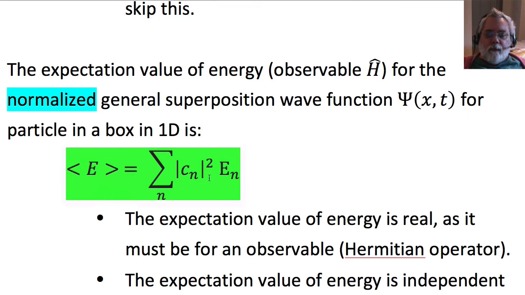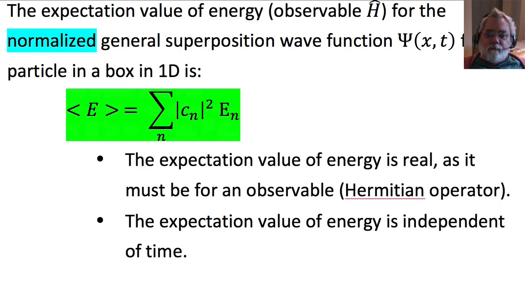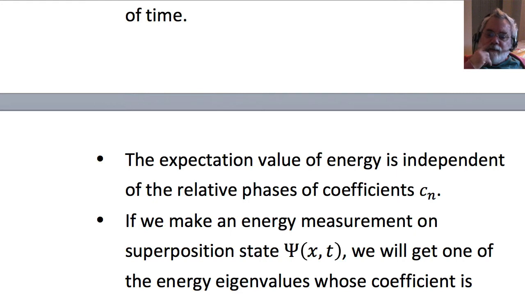So the probability of getting E sub n in a measurement is going to be the square of the magnitude of C sub n, assuming the E sub n's are non-degenerate, which they are in particle in a box in one dimension. The expectation value of energy is real, as it must be. The expectation value of energy is independent of time. The expectation value of energy is independent of the relative phases of the coefficients C sub n.